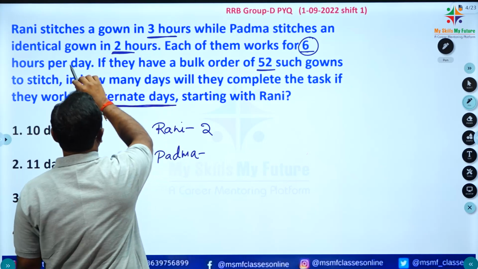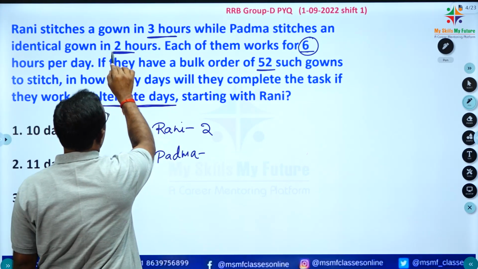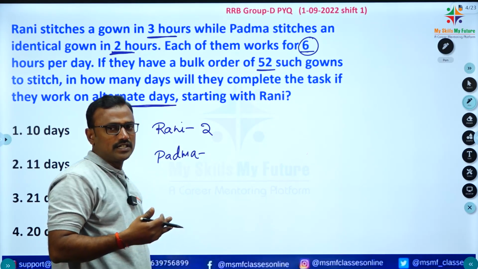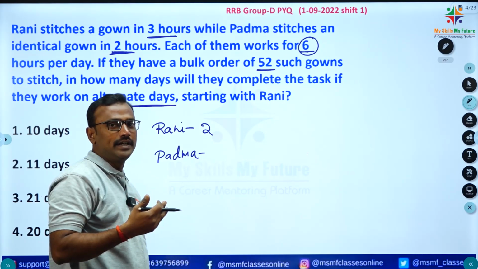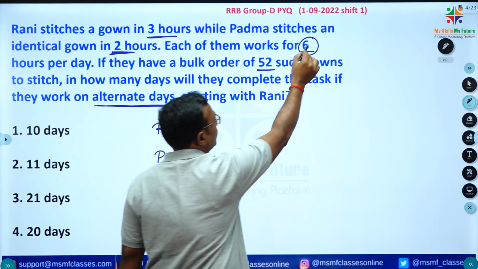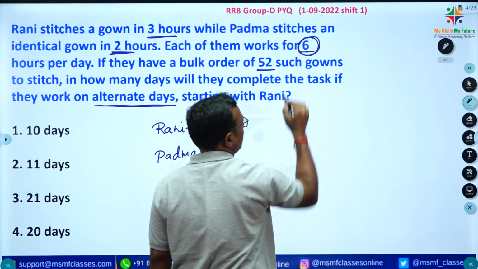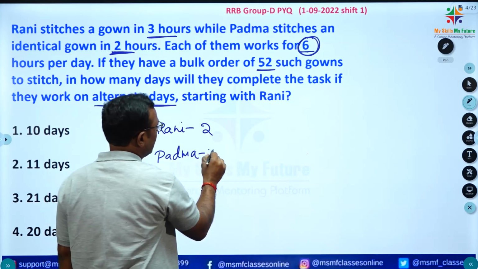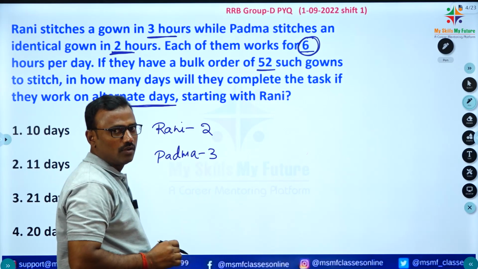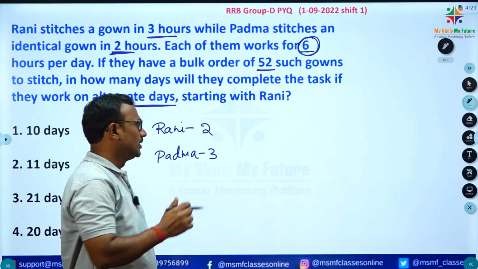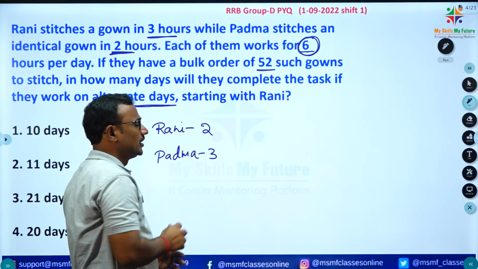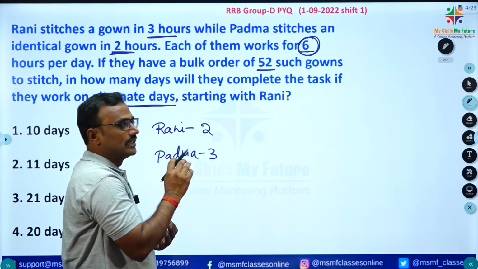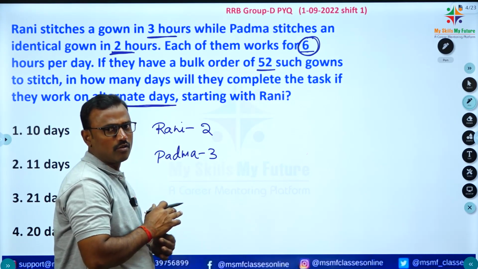Padma stitches the same identical gown in 2 hours. So how many gowns can she stitch in a day according to the question? She can work for 6 hours. In 6 hours she can stitch 3 gowns. Rani can stitch 2 gowns in a day, and Padma can stitch 3 gowns in a day according to the question.